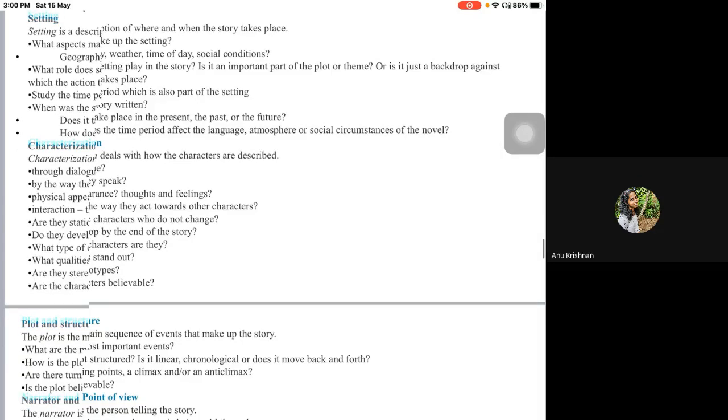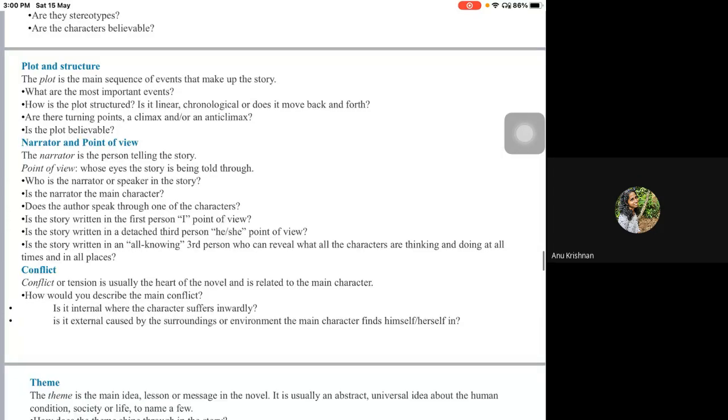Now going on to plot and structure. When you analyze a novel, it's also important to think about the plot, which is like the main sequence of events that make up the story. What are the most important events? How is the plot structured? Is it linear, chronological, or does it move back and forth? Are there turning points, a climax, or an anticlimax? Is the plot believable? So how does a plot move, right? By the way, I hope you know the difference between plot and theme, right?